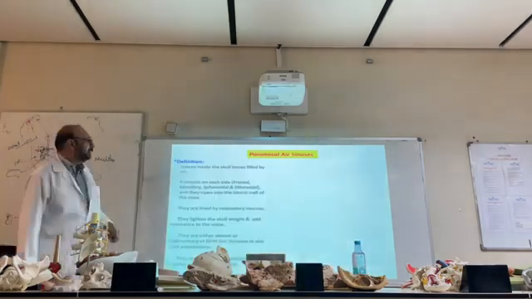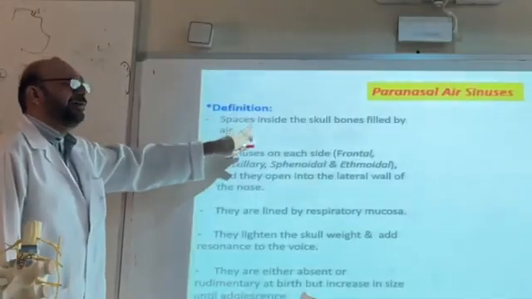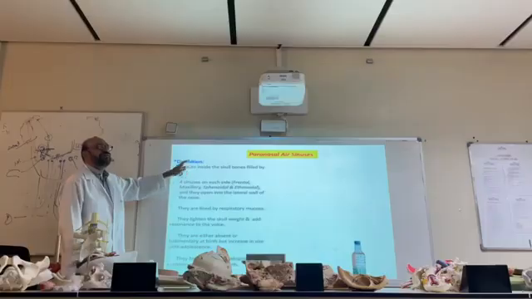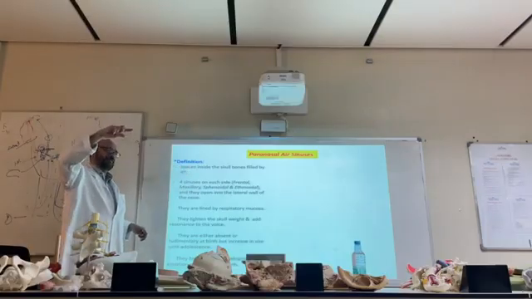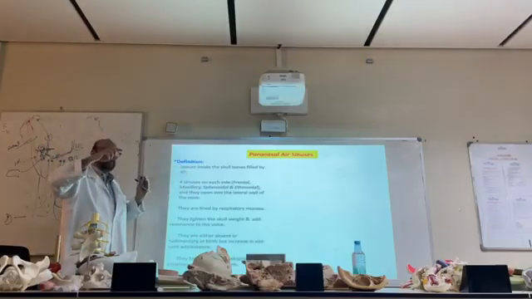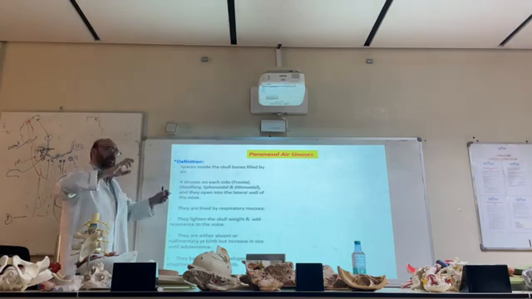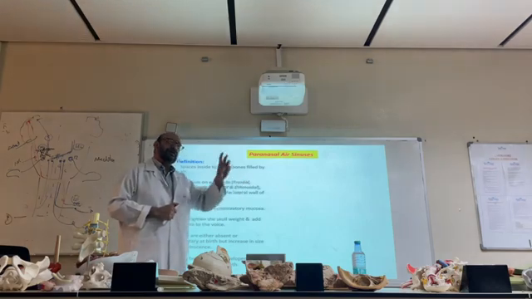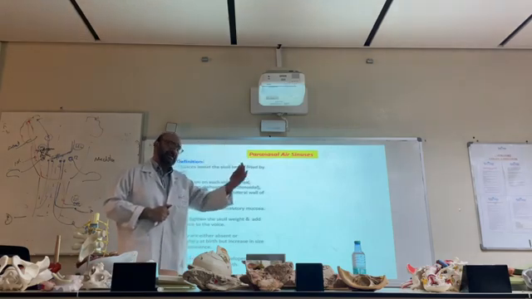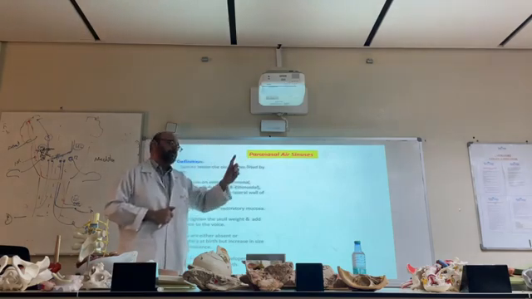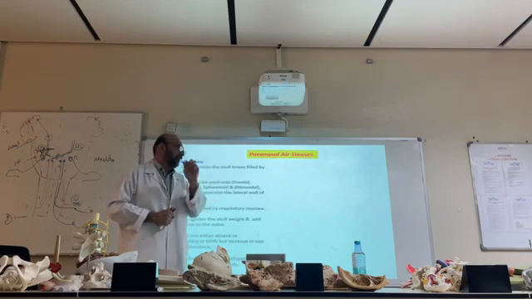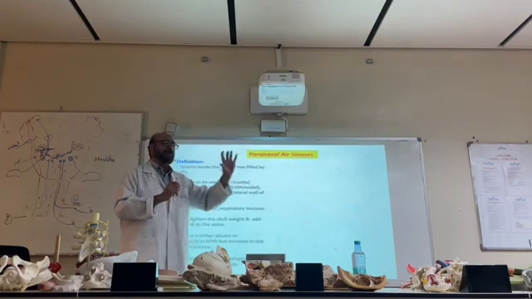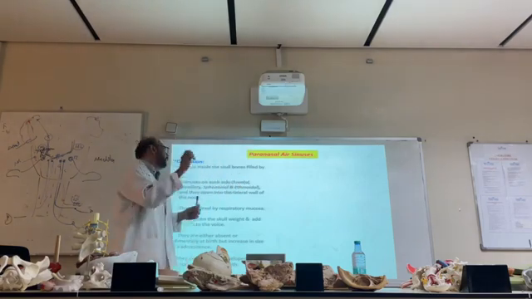So, what are the paranasal air sinuses? These are the air-filled spaces inside the skull bones. Which skull bones? Frontal bone, frontal air sinus. Maxillary bone, maxillary air sinus. Ethmoidal bone, ethmoidal air sinus, sometimes called ethmoidal air cells. Three: anterior, middle and posterior. And all of them have a separate drainage, a separate connection with the lateral wall of the nose. They are not connected. Anterior, middle and posterior, they come into the nose separately.